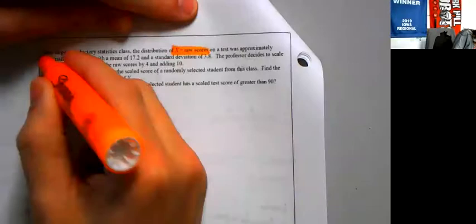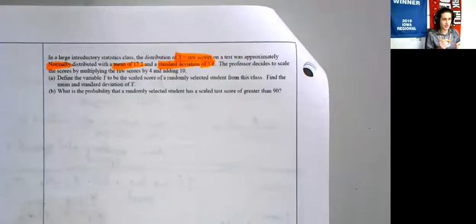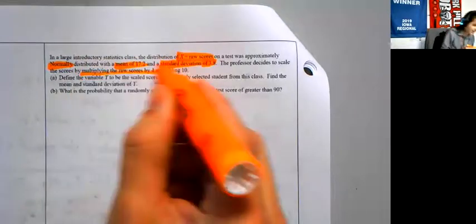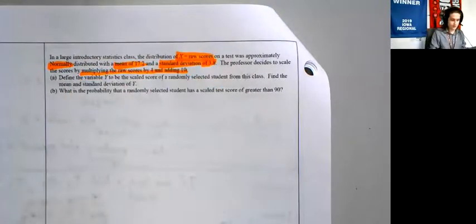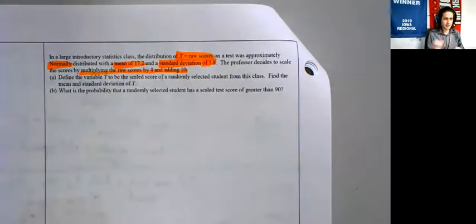Example, great. In a large introductory stats class, oh, how fun. The distribution X of raw scores on the test was approximately normally distributed with a mean of 17.2 and a standard deviation of 3.8. Great. Professor decides to scale the scores by multiplying the raw scores by 4 and adding 10. Define Y to be that scaled score. Find its mean and standard deviation.